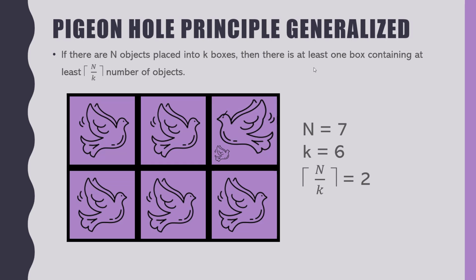In this scenario with our 7 pigeons, n is 7, k is 6. Well, what's 7 divided by 6? It's 1 point something, right? We ceiling that and we get 2. And we see there's no way to arrange those cubbies and pigeons such that there's no cubby with at least 2. It's impossible, okay? And again, this is simple stuff, but understanding the way it works and how it applies to our field is important.